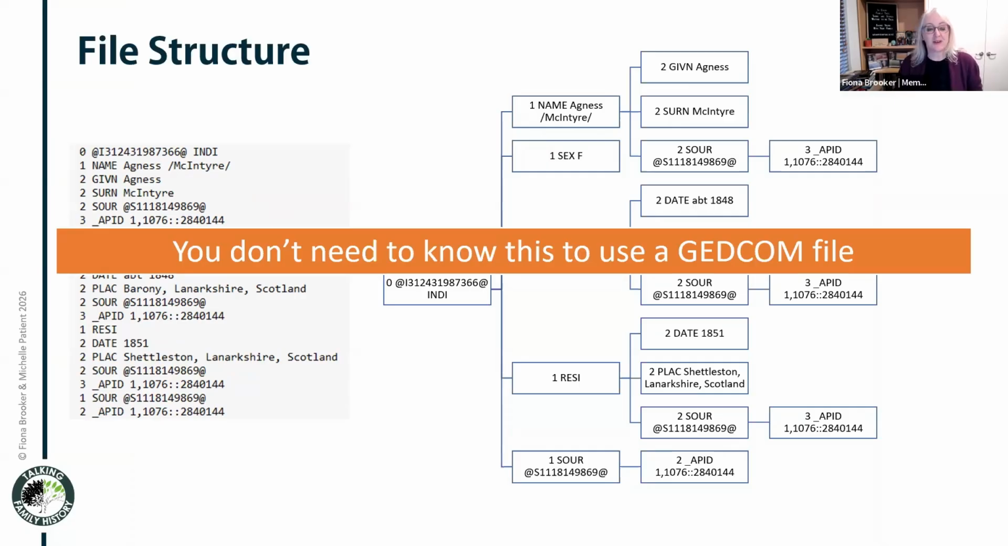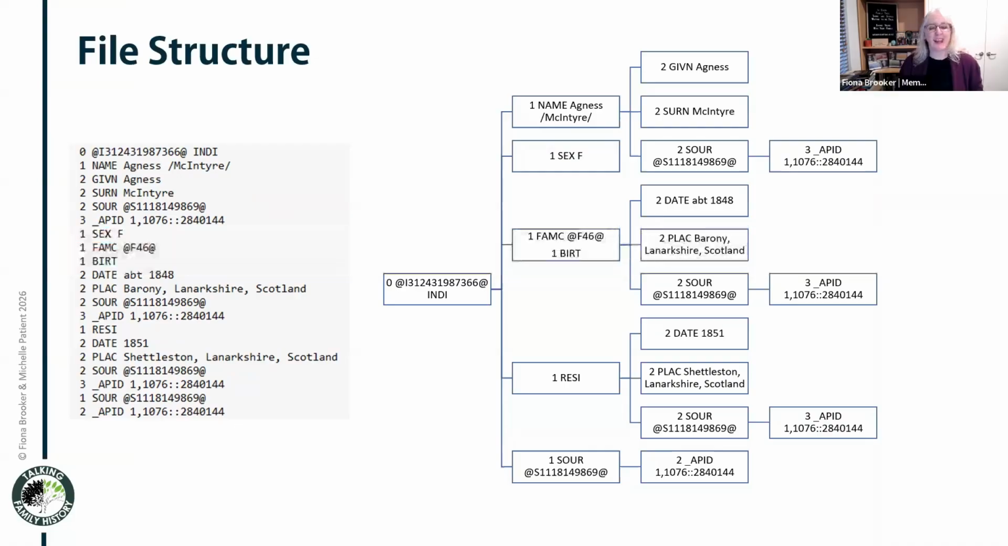But just in case you want to be a little bit geeky, like me sometimes, I just wanted to show you it's a little bit like a family tree. Each row has a number at the start of it, and that tells you the level. So 0 is the top of the file. 1 is where you'll find someone's name, their sex, the families that they're linked to, their birth date, their residence, and any sources. And if I look under name, I'll get a level 2, which gives me the given name and the surname. And there's abbreviations that are floating around in there. So you don't need to know that, but just in case you wondered how it works.